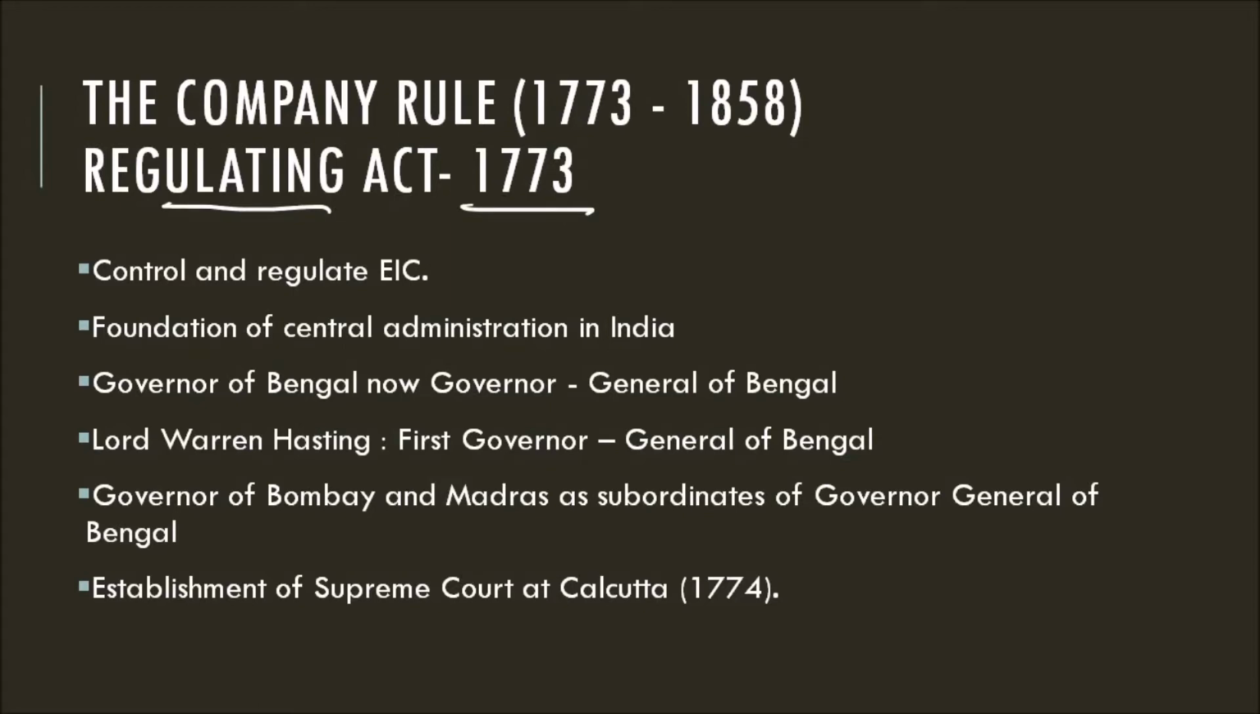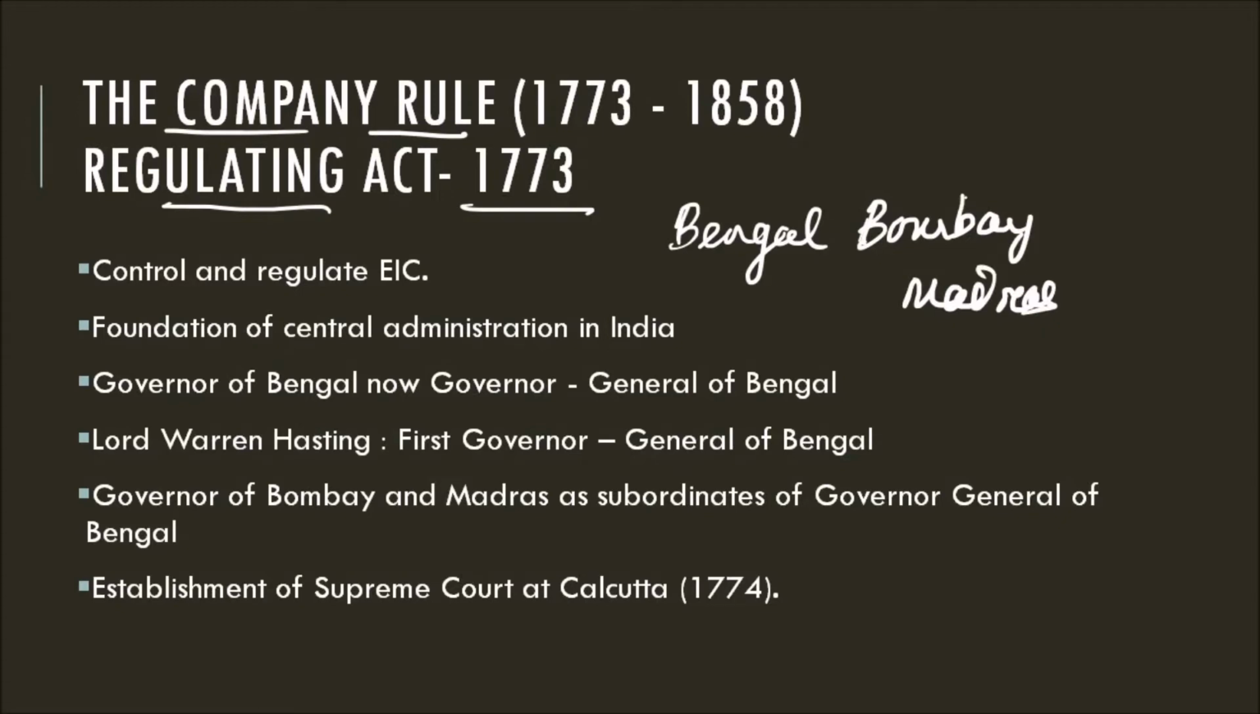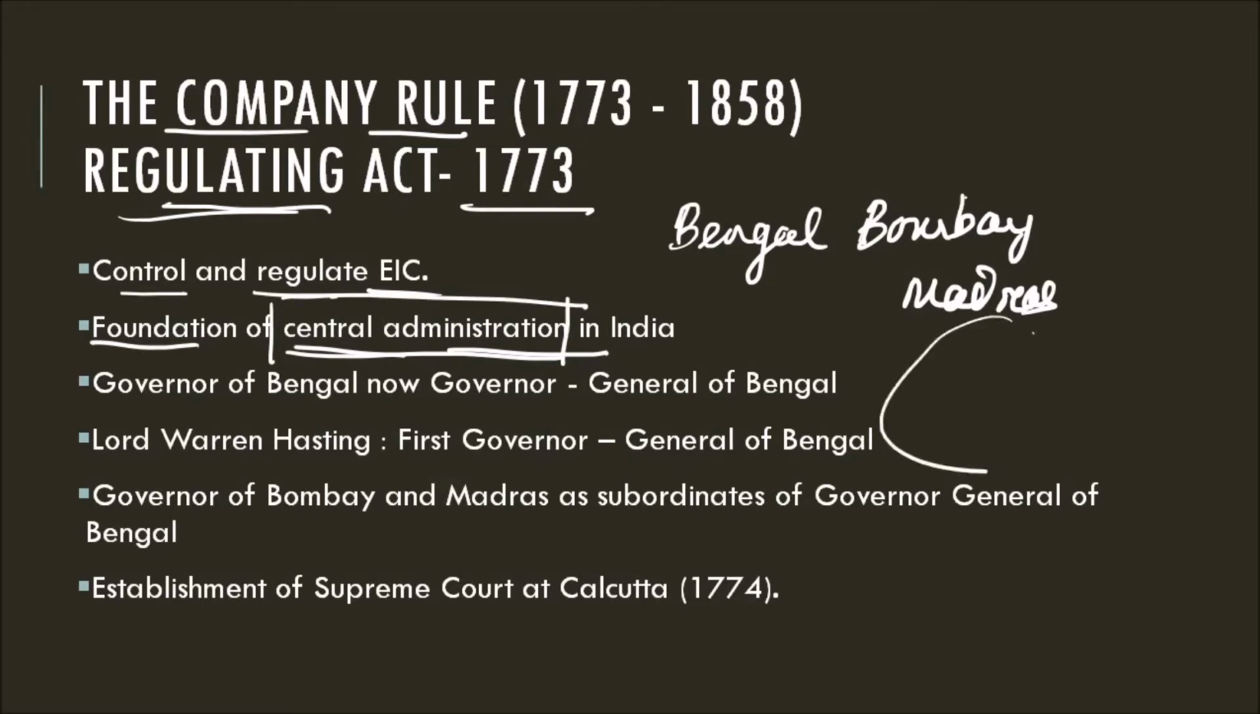This act came during the time of the company rule. At this time, the East India Company had already acquired Bengal, Bombay and Madras. The Regulating Act came to control and regulate the East India Company. This act also laid the foundation of central administration in India. What is central administration? We have already discussed this in the introduction class. In case of central administration, the whole country will be controlled by a single entity.